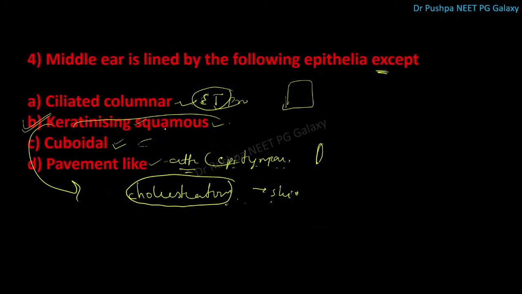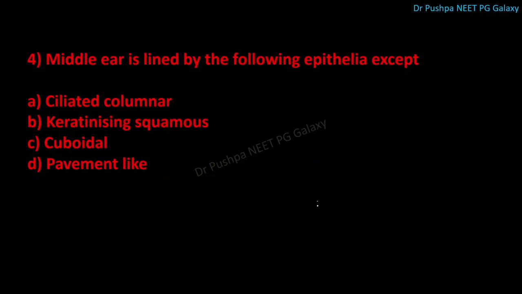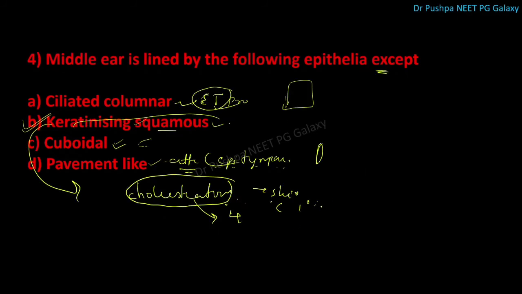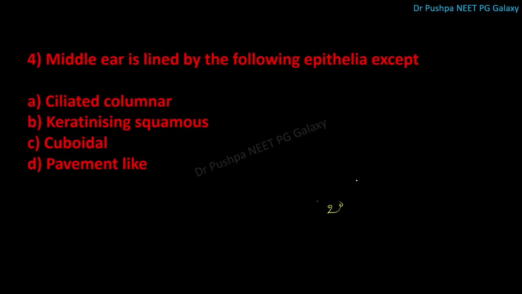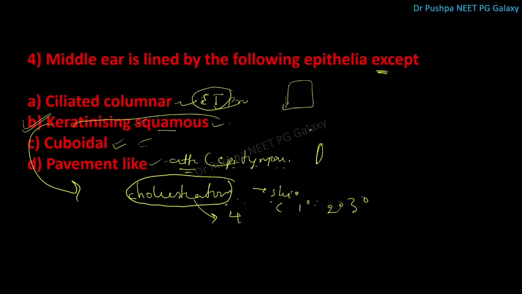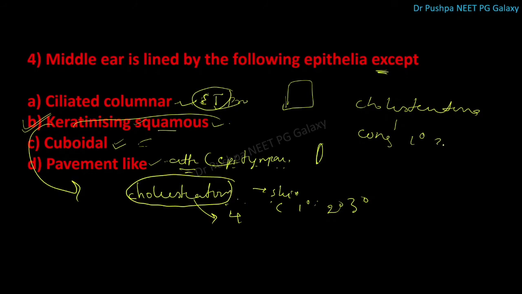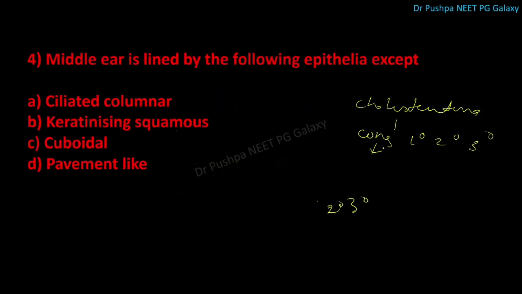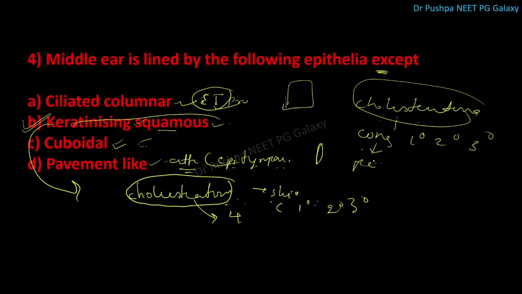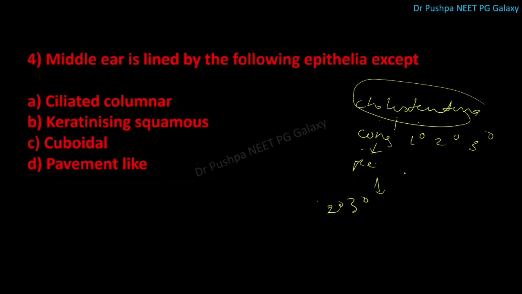So, if keratinized squamous epithelium is present in middle ear, it is called cholesteatoma. There are again 4 types of cholesteatoma: congenital, primary, secondary, tertiary. What is this congenital? If cholesteatoma is present in pediatric age group, it is called congenital cholesteatoma. What are the main features of congenital cholesteatoma?